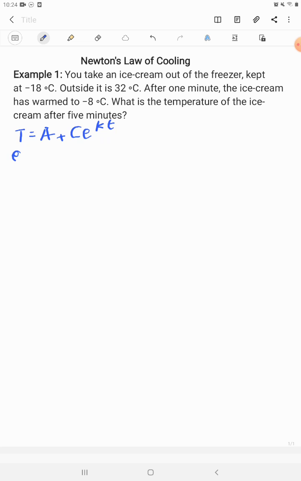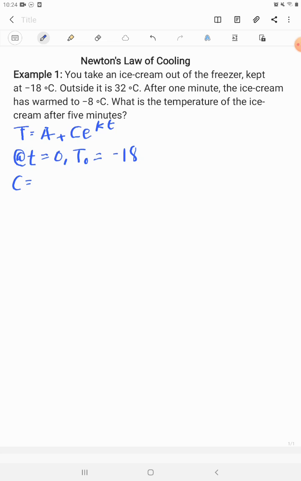That is, at t equals 0, the temperature of the ice cream, or the body, the initial temperature, is equal to negative 18 degrees Celsius. Right? So we obtain our C now.